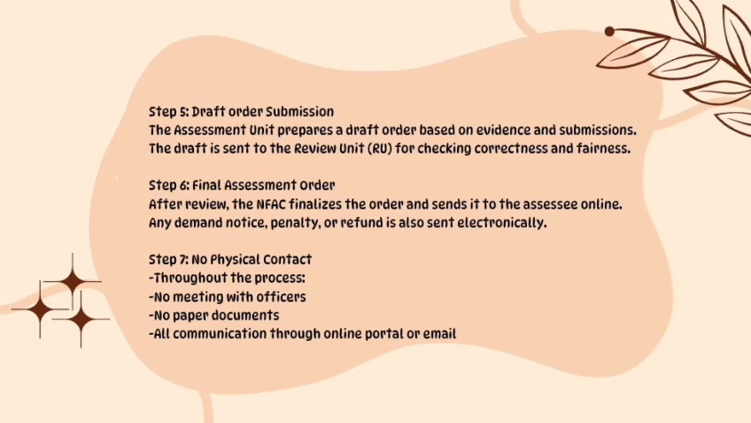Step 5. Draft order submission. The assessment unit prepares a draft order based on evidence and submission. The draft is sent to a review unit for checking correctness and fairness. Step 6. Final assessment order. After review, the NFAC finalizes the order and sends it to the assessee online. Any demand notice, penalty, or refund is also sent electronically.